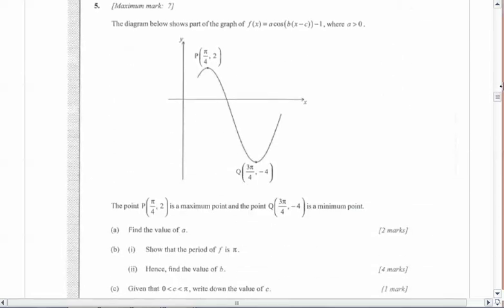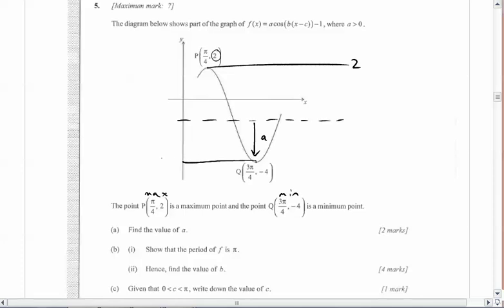Question 3 is a trigonometry problem. I'm given the maximum and the minimum points, and I want to find the value of the amplitude. The amplitude is just how high above the middle line your graph goes, or how low below the middle line. So I need to find where the middle is. The middle is halfway between the y-coordinate of the maximum and the y-coordinate of the minimum. So halfway between 2 and negative 4.